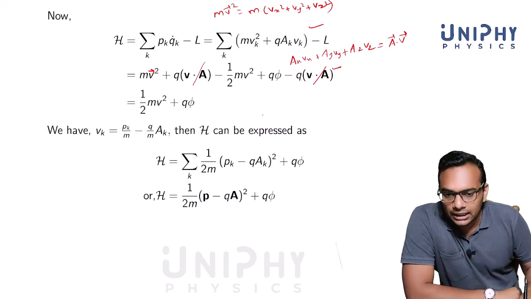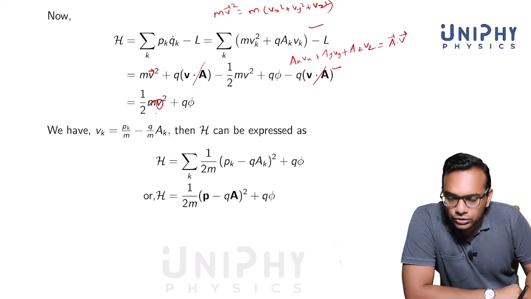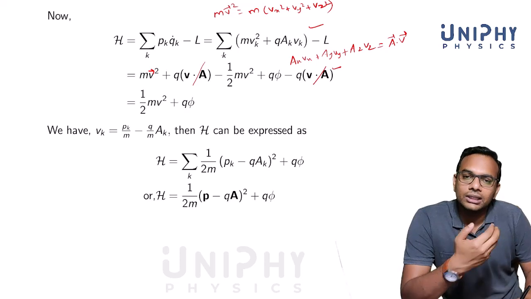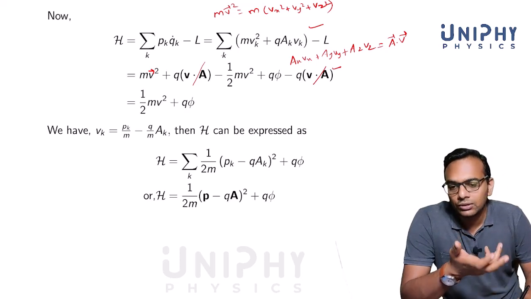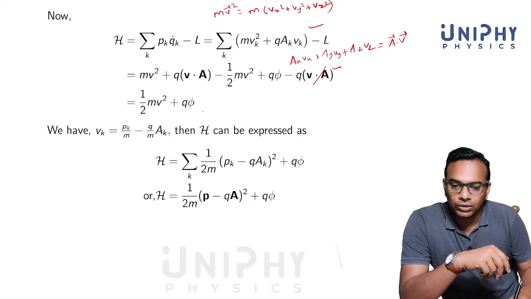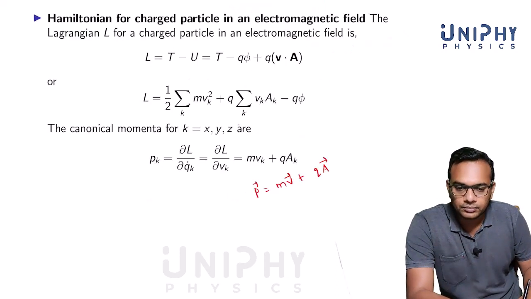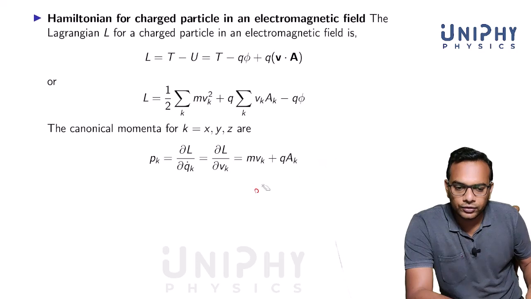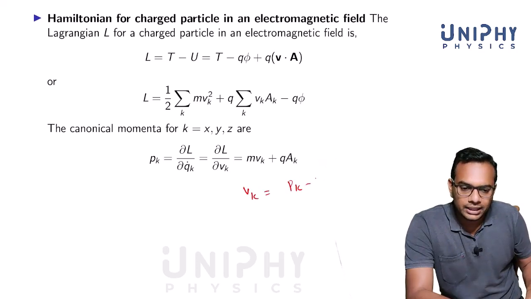No, we are not done yet, because you have got this v here, which is not good. We don't want this v here. We need only the momentum terms, only the generalized momentum in this. So we still have to make a substitution. We already have this vk. From here you see that vk is equal to pk minus qak divided by m.